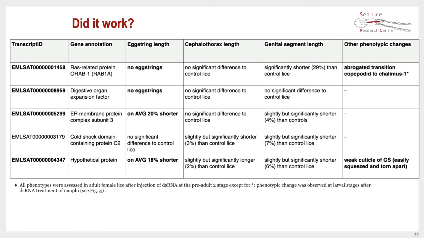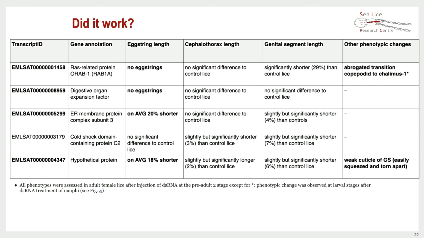And did it work? Yes. Fortunately, yes. 4 out of these 5 showed really strong phenotypes. They were knocked down. And this one first delivered no egg strings when it was done in adults, and when it was done in nauplii, they never transitioned from copepodid to chalimus 1 on the fish, so we never found them. And then this one has also no egg strings.